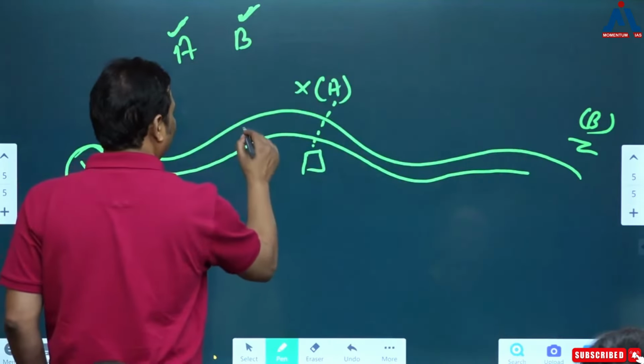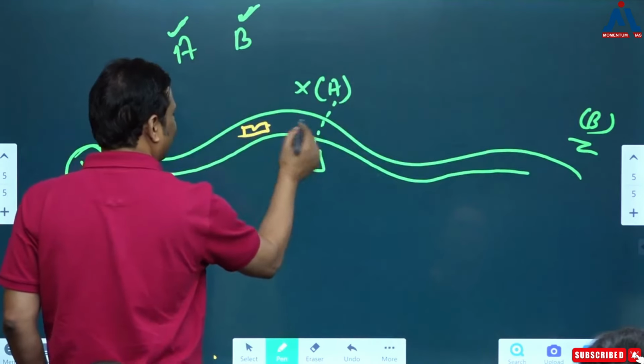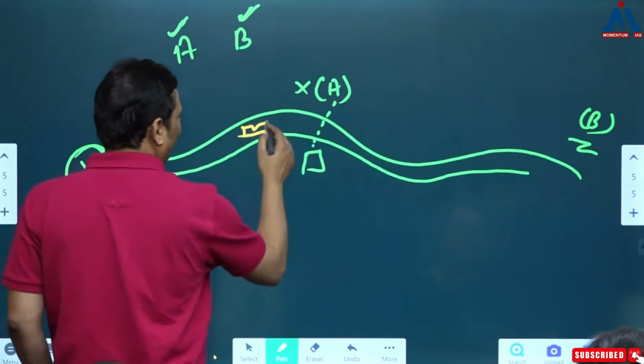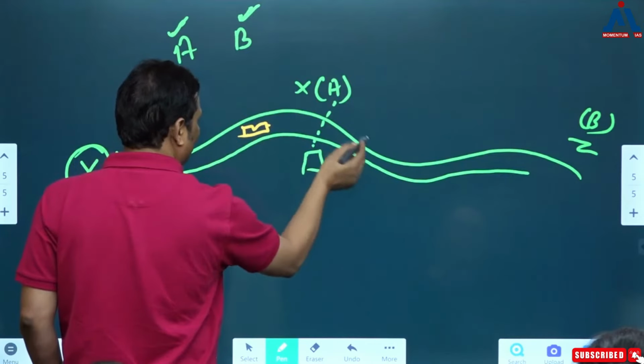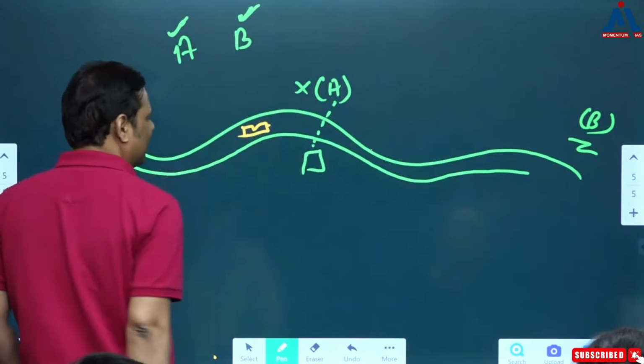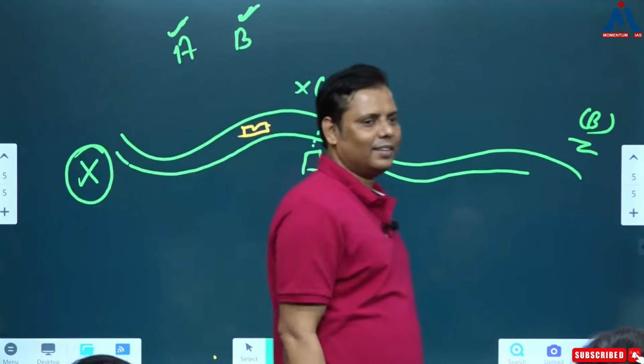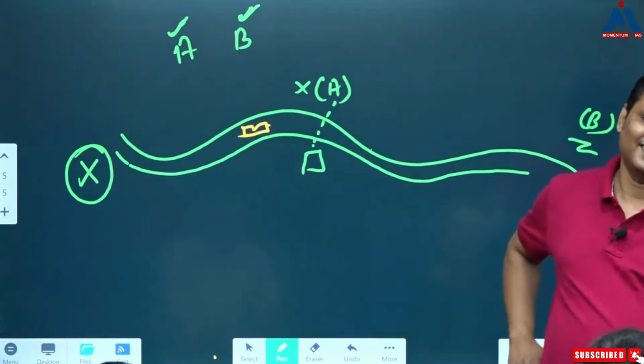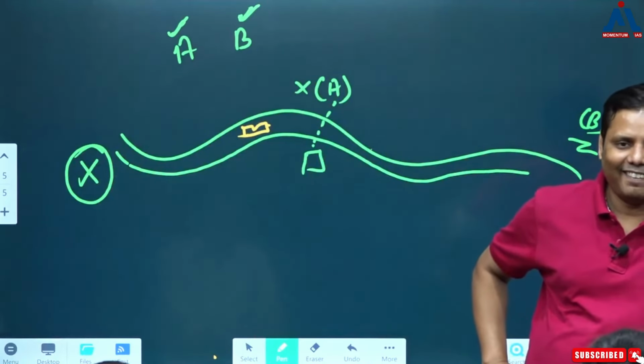B was crossing the road, uski gaadi hai ye, theek hai, he was crossing the road. And when he was crossing, B was also going through the road, and then the accident happened, and finally A died. Correct? A died.